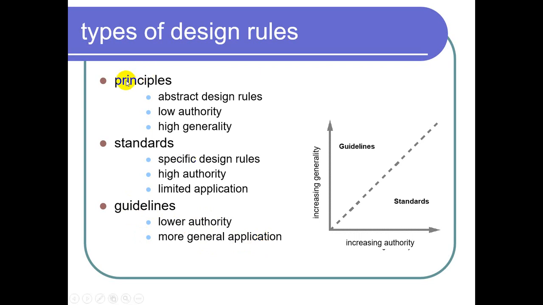So when I think about the principles, I can apply or not. Standards, high authority. If I want my software to be standardized, I must follow those. Guidelines, again low authority. When we look at this diagram, we find that on the x-axis we have increasing authority. That means we are following the standards, and when we follow the standard, it says you will have to do this. So increasing authority. And on the y-axis we have guidelines, suggestions, and those are more general. So guidelines help us to design, and standards help us to design something as per standard.